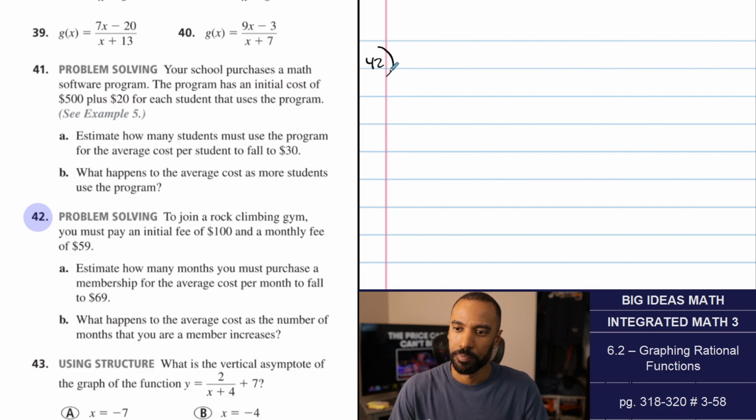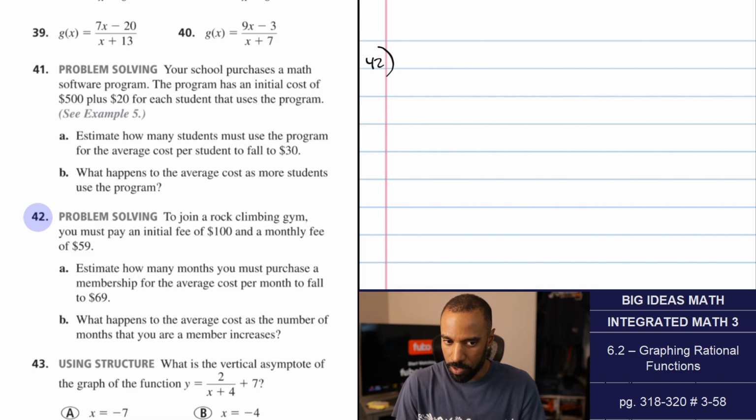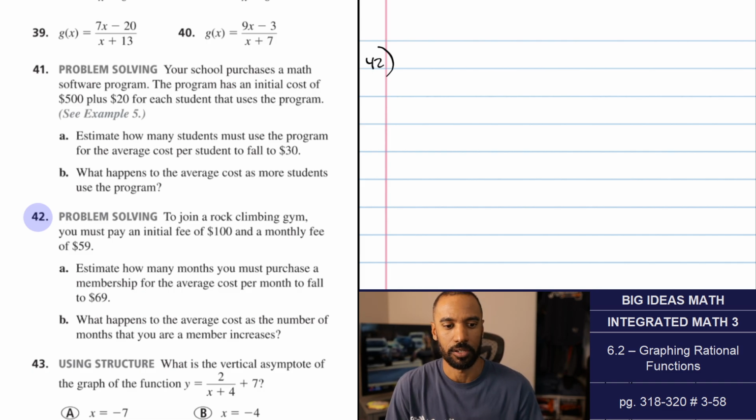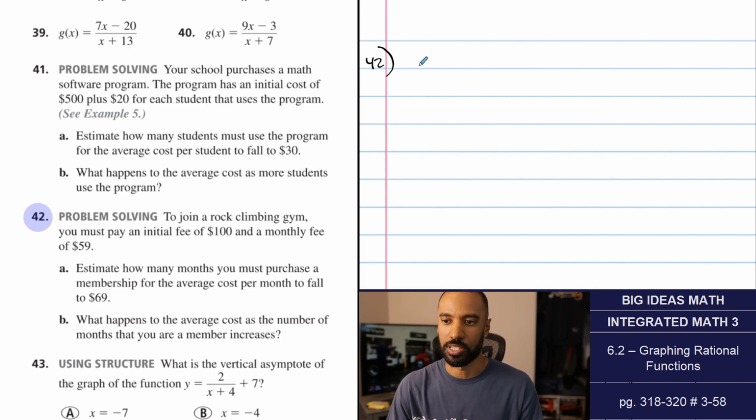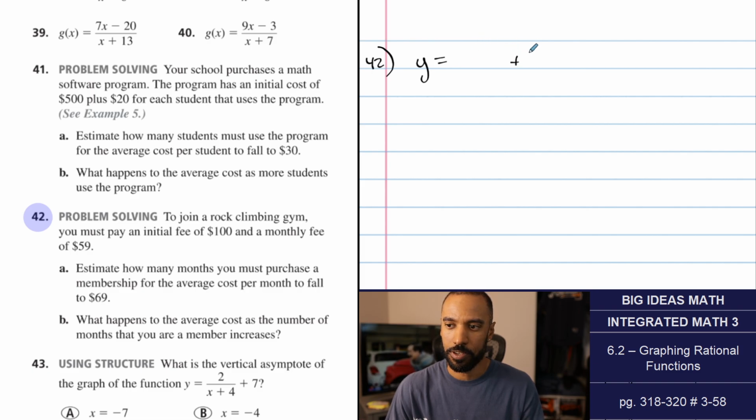Number 42. To join a rock climbing gym, you must pay an initial fee of $100 and a monthly fee of $59. Estimate how many months you must purchase membership for the average cost per month to fall to $69. So we get to do the same things as before, I think, as a whole. The initial fee is $100. The monthly fee is $59. It's times the number of months.